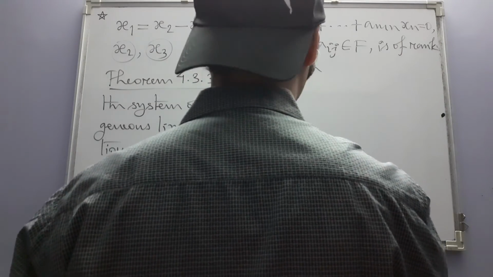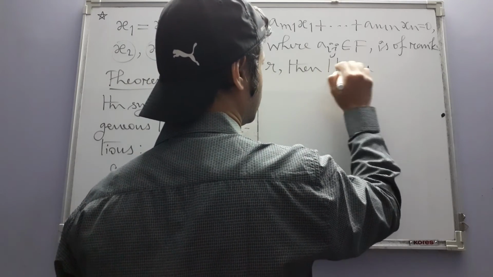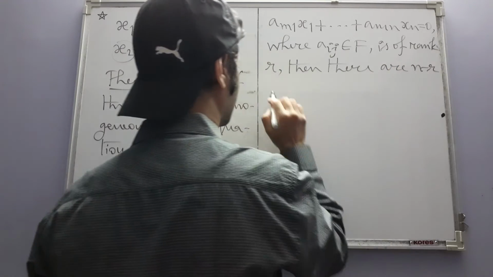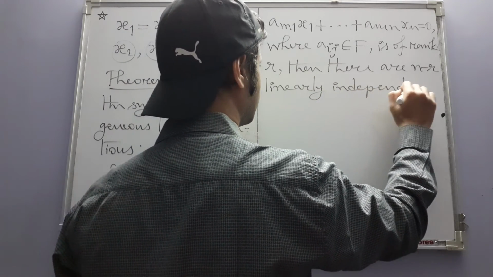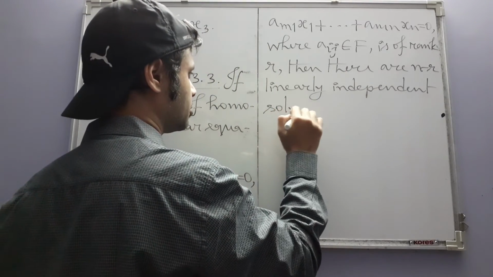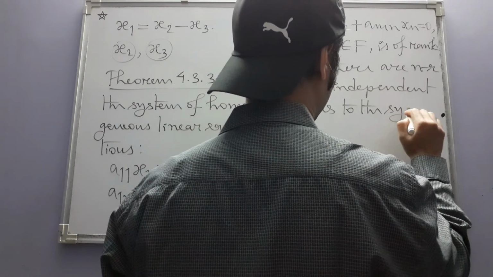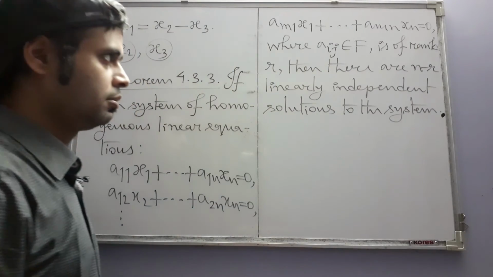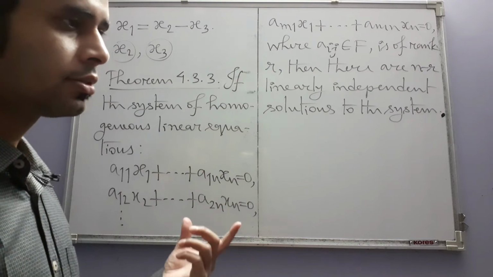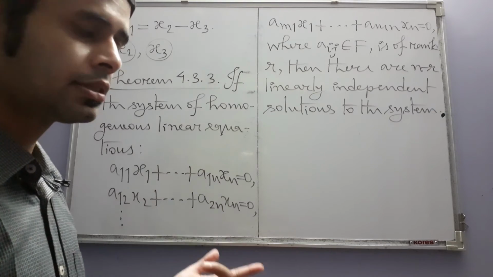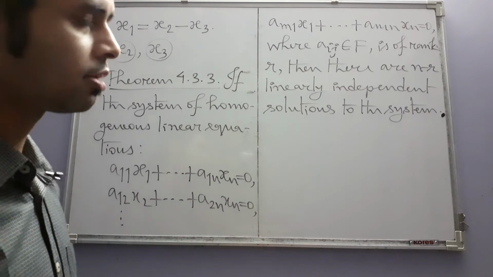there are n minus r linearly independent solutions to the system. Why do we actually need to know how many linearly independent solutions there are? That's because if we find them, then they are necessary and sufficient to generate the whole solution space, because they will form a basis of the solution space.